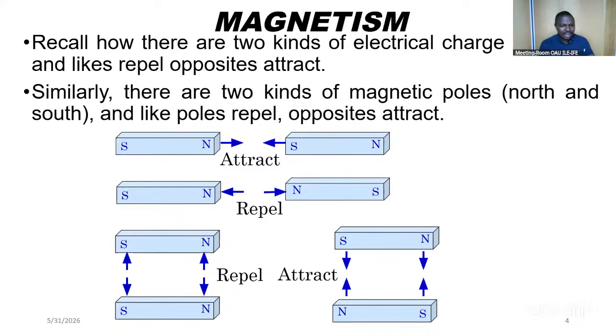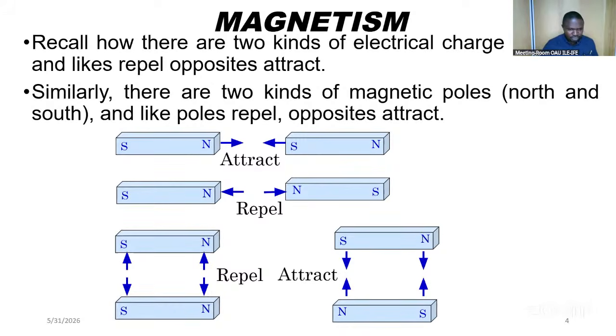So what I'm trying to say here is that for a magnet, you cannot have one pole. You can only have two poles, north and south. Different poles attract, whereas two like poles always repel each other. Is that okay? Thank you very much.